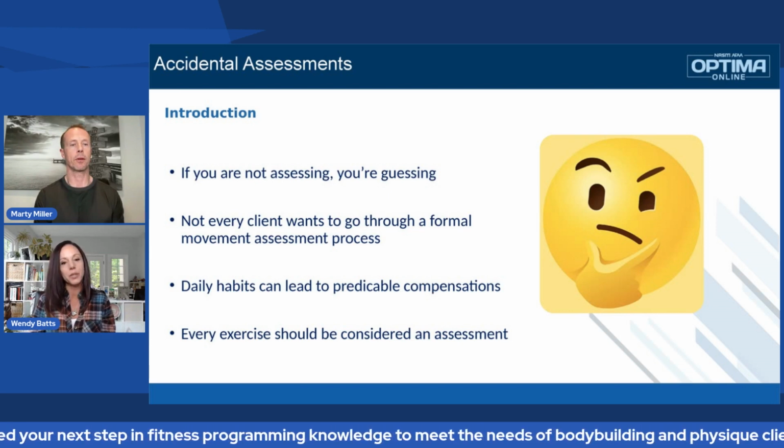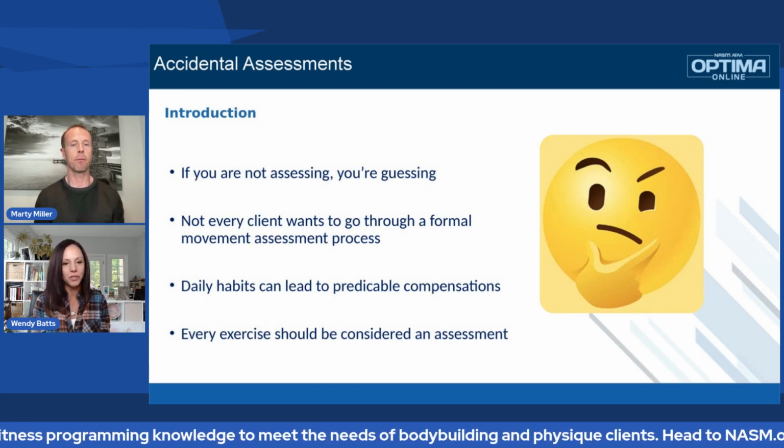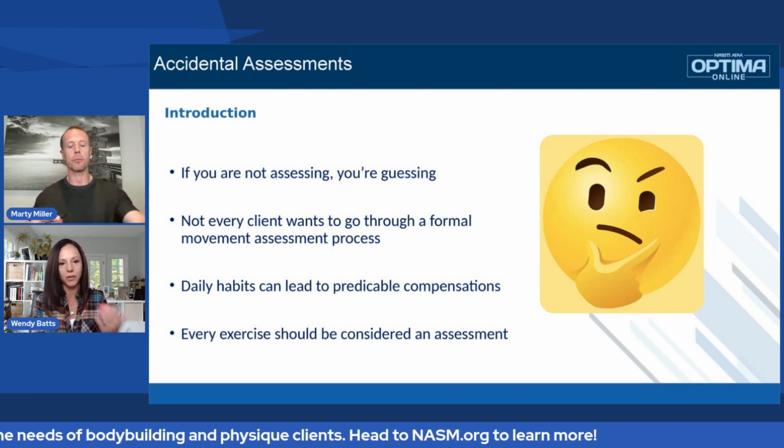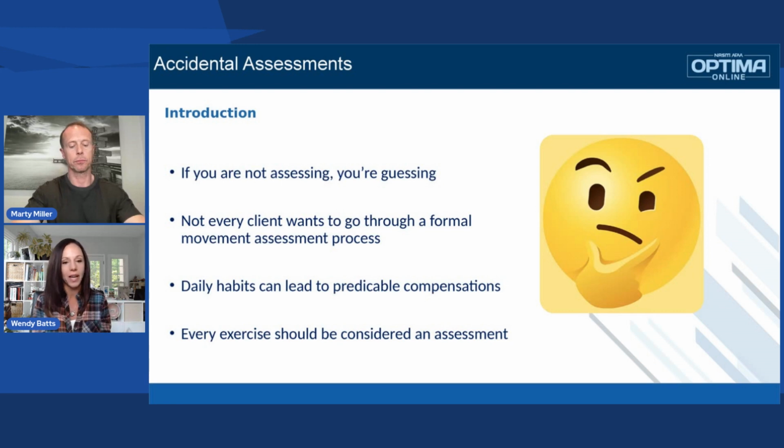Daily habits can lead to predictable compensation patterns. We've talked about this. And as you get more familiar with that solutions table that you can find within your textbook or on NASM.org, you're going to start to see common patterns that happen with someone that sits or somebody that has to dress a certain way or somebody that's doing a specific sport. It's very common to have compensations that you're going to see in a lot of the same type of athletes. And the big one that we're going to talk about most of today is that every exercise should be considered an assessment.